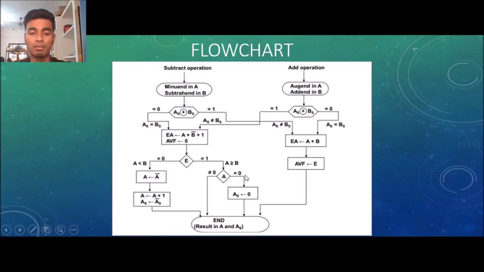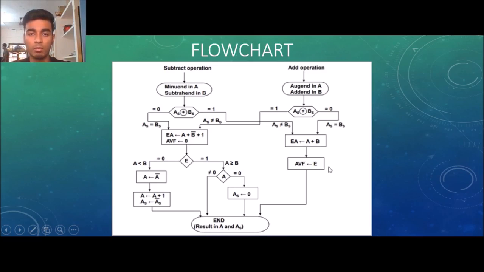For that case, we have to set the AS register as 0, and then we finally get the result in A and AS. In the other case where E is equal to 0, that means A is less than B. For this, we have to do A's complement. So A's 2's complement. First we turn A into its complement, and then we add 1, which is basically 2's complement, and we complement A's sign register. So AS is converted to AS dash, and then we finally get the result, which is stored in A and the AS register.